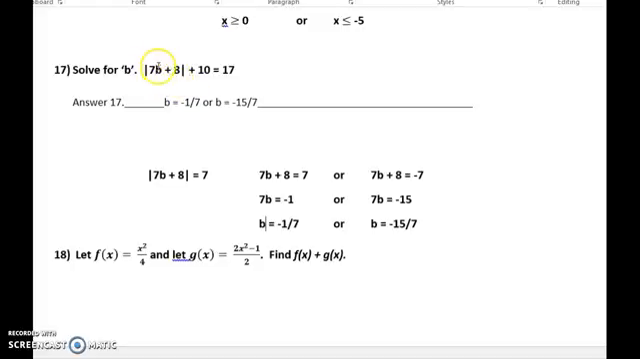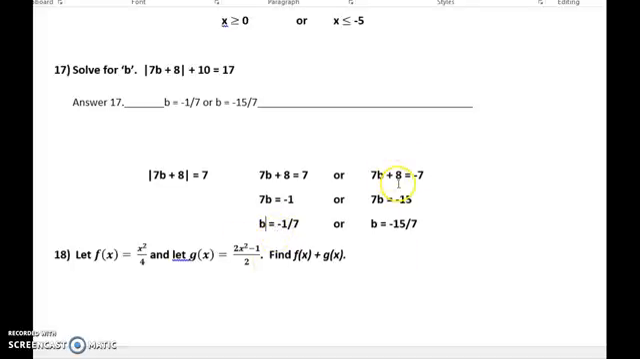You want to get that part alone, so subtract 10 from both sides. You'll get to here. And then to remove the absolute value bars, you split it into two equations. One with the positive, one with the negative. And so working down this first one, subtract 8 from both sides. And now divide both sides by 7. So there's one option for B.